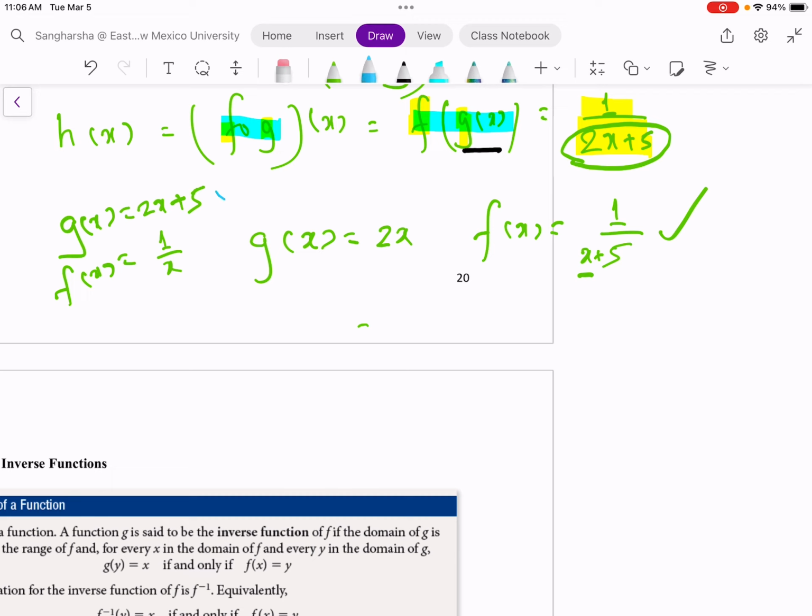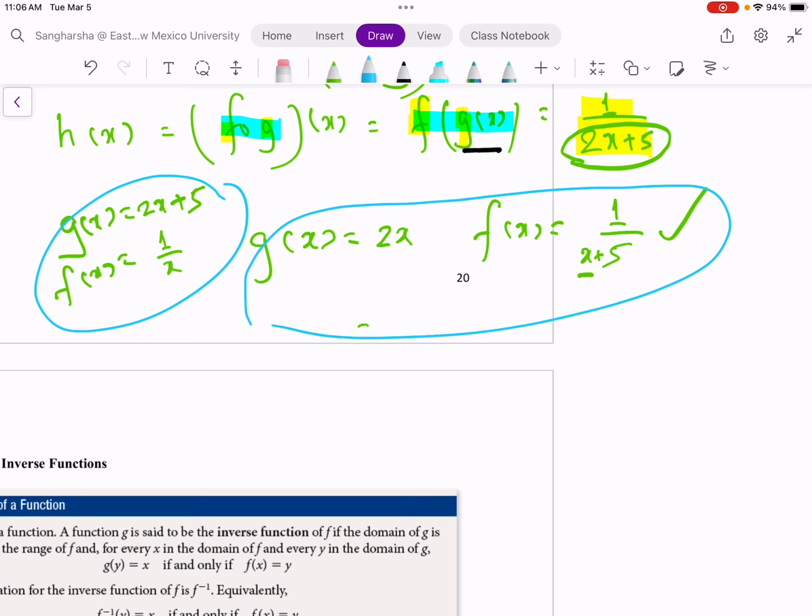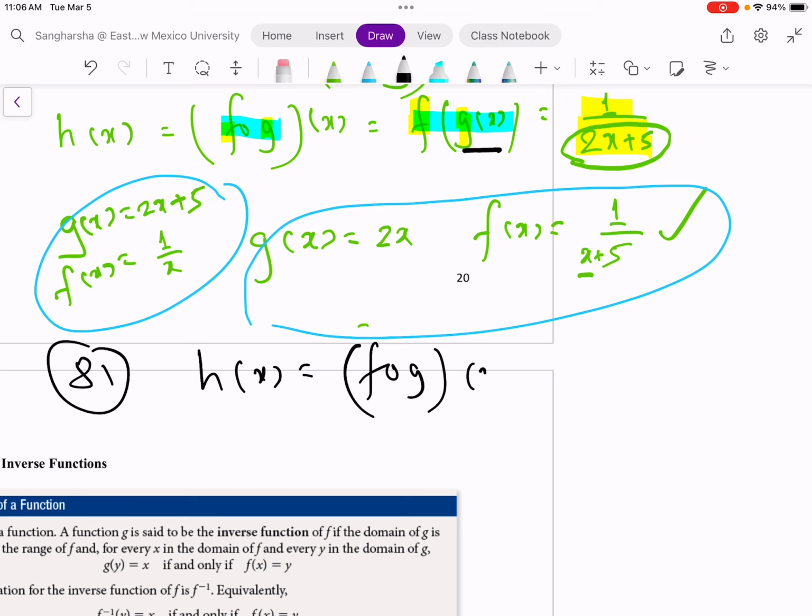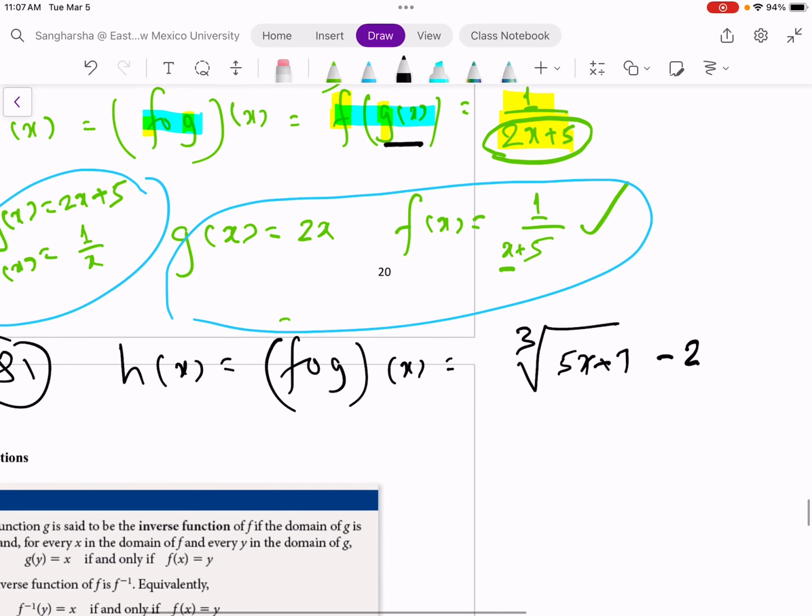Okay, this can be your one answer or this can be your second answer. Okay, so similarly, let's do the next one, 81. So in 81, our h of x, which is the f composite g from given, is cube root of 5x plus 7 minus 2. Okay, this minus 2 is outside the cube root. So this is h of x.